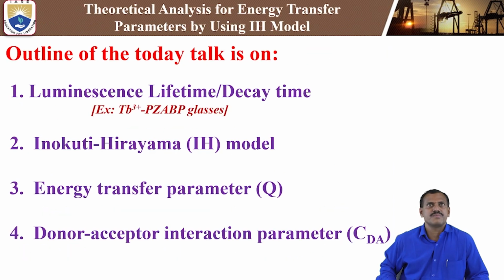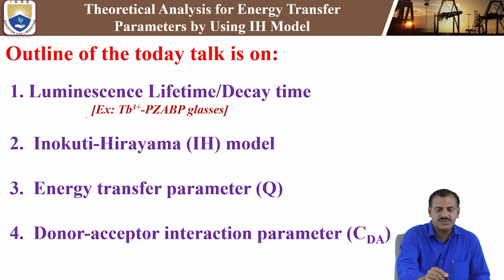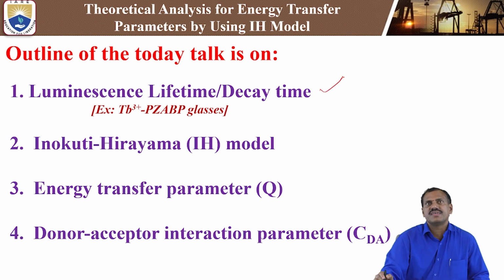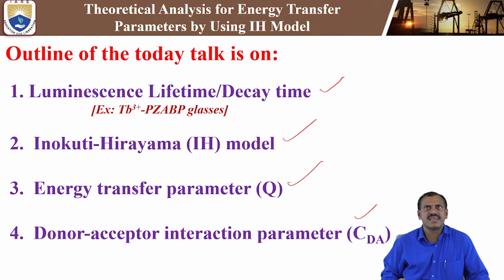In the present session we are mainly focusing on the theoretical analysis for the energy transfer parameter by using the IH model. IH is nothing but the Inoue-Hirayama model. By using this model, we are calculating the energy transfer parameters. First we need to study the luminescence lifetime or decay lifetime, for example for terbium triple doped phosphate glasses. We will discuss the equation of the Inoue-Hirayama model, then the energy transfer parameter value Q, and the donor-acceptor interaction parameter CDA. These are the focus of the theoretical analysis for the energy transfer parameters by using the IH model.